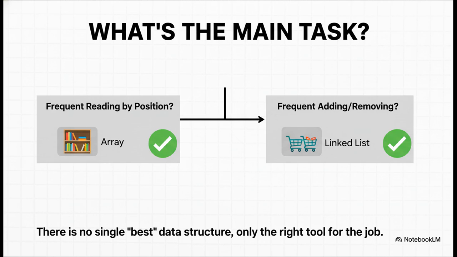So what's the key takeaway here? It's pretty simple. If your program is mostly going to be reading data by its position, like get me the 5th item, get me the 100th item, an array is almost always your best bet. But if your program is going to be constantly changing, adding things, removing things, especially from the middle of the collection, a linked list will save you a world of pain. Understanding this is what separates a good programmer from a great one.